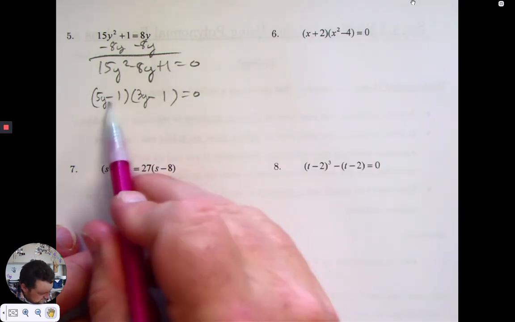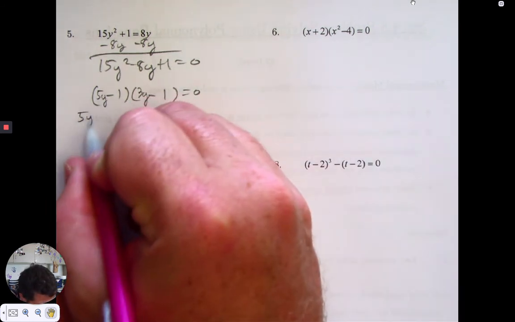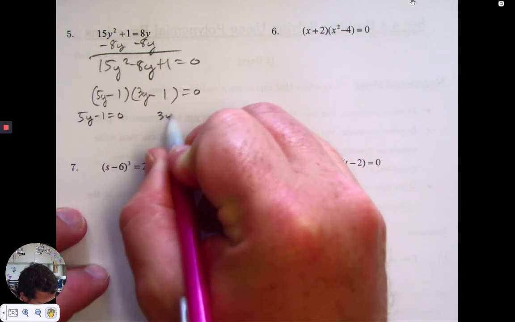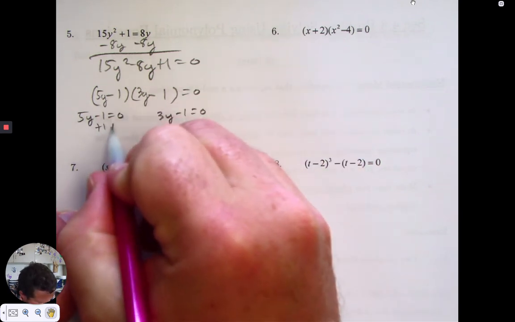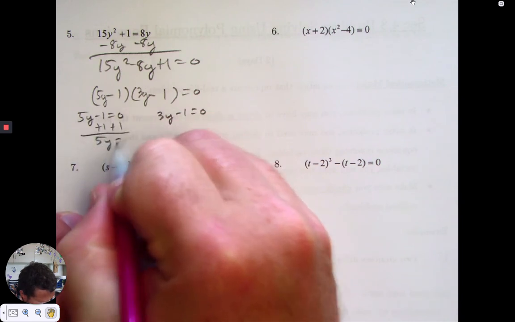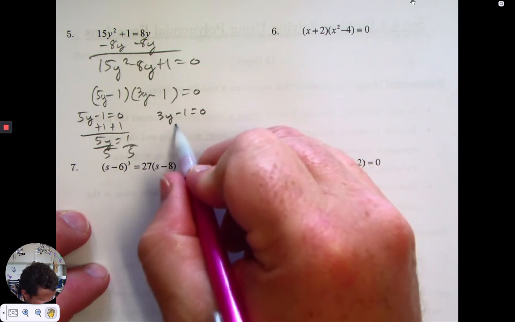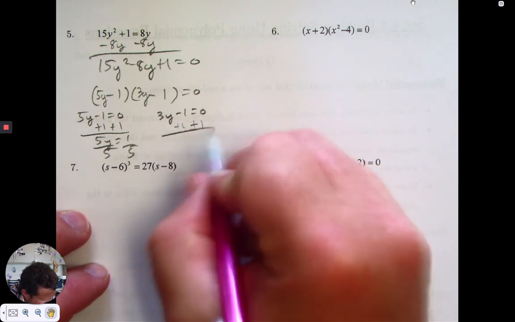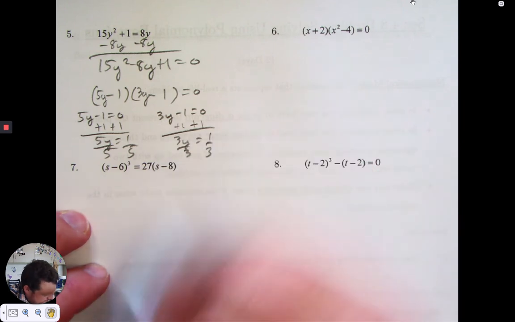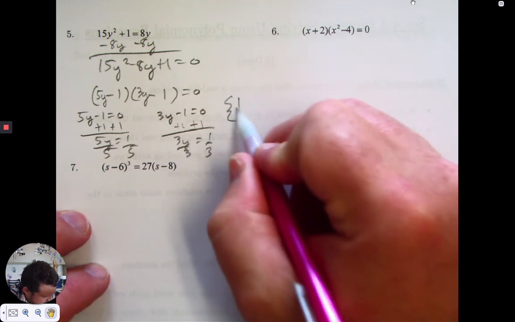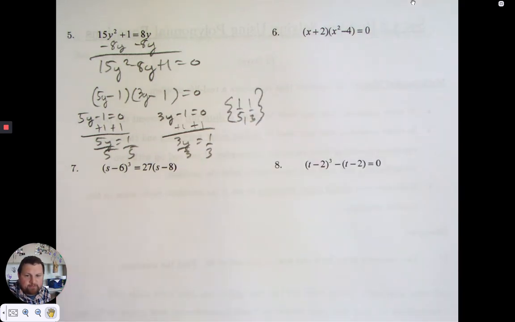So if either one of these sections equals 0, then the entire problem equals 0. So 5y minus 1 equals 0, and 3y minus 1 equals 0. So we're going to add 1 to both sides. 5y equals 1, divide by 5, you get this 1/5. Over here, add 1 to both sides. 3y equals 1, divide by 3, and you get 1/3. So in solution notation, you have 1/5 and 1/3 for our answer.